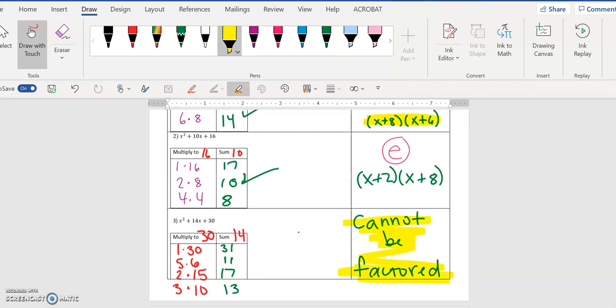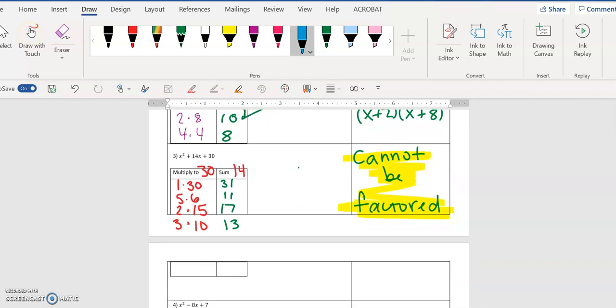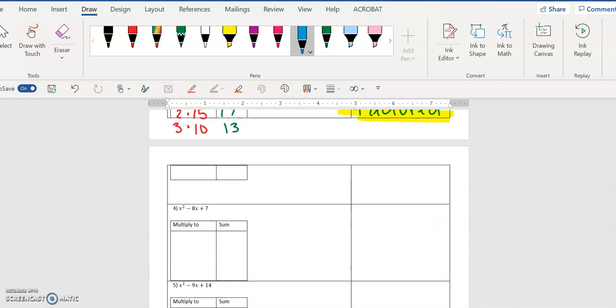So you'll see this on tests and in textbooks. It's problems you see frequently. Sometimes it just doesn't work. It can't be factored, making things even trickier. Let's see if that was an option in our matching. I see it. Number 3 matches with J, cannot be factored. Let's go on to number 4.